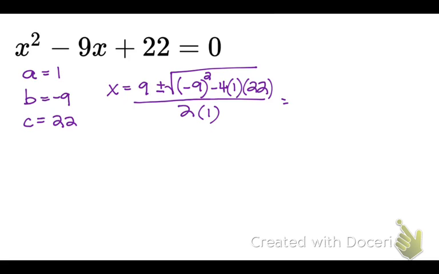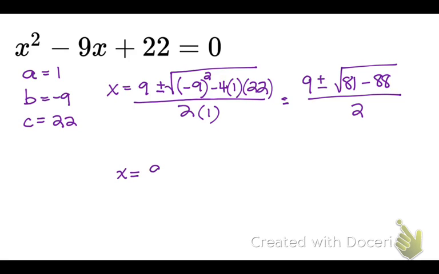And then we're going to start to simplify. And again, we really only have to simplify under the radical. That's where the most work is going to be. So this is going to be 81 minus 88 over 2. And then x is equal to 9 plus or minus the square root of negative 7 over 2. So 9 plus or minus i radical 7 over 2.